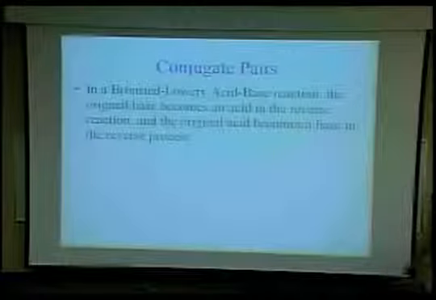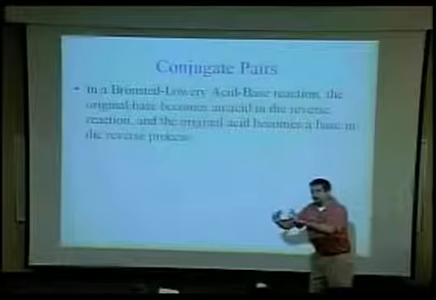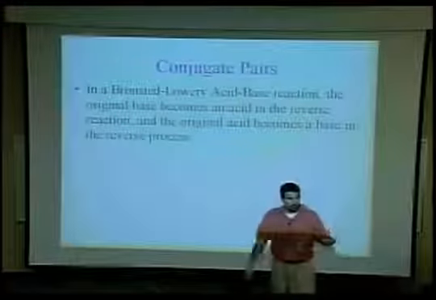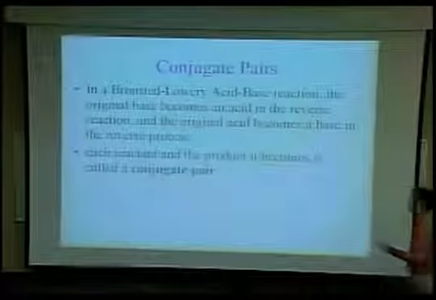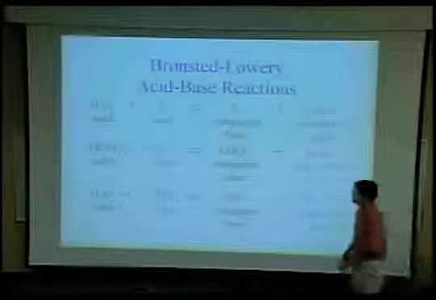Conjugate pairs means basically this: what was your acid becomes your base. What was your base becomes your acid once the chemical equation is over. These are called conjugate pairs. Let me show you an example. Instead of using these generic terms, let's use a real one here.